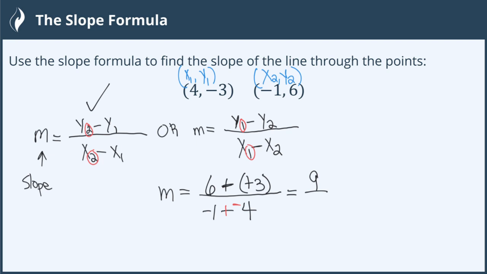They have the same sign, so I'll keep the sign and add the numbers. So we end up with 9 over -5. Now, remember, we can move the negative up top. So this is -9 over 5. So what is the slope of the line that passes through these 2 points? -9/5.